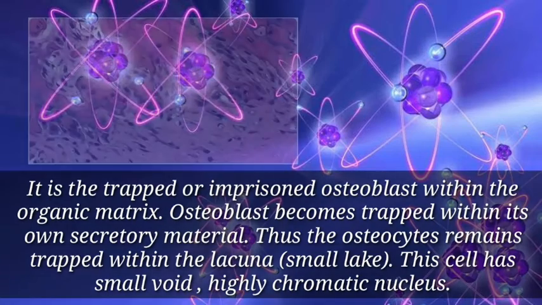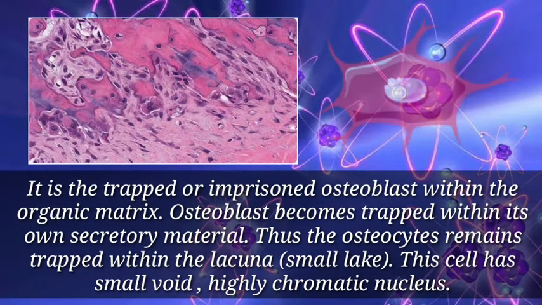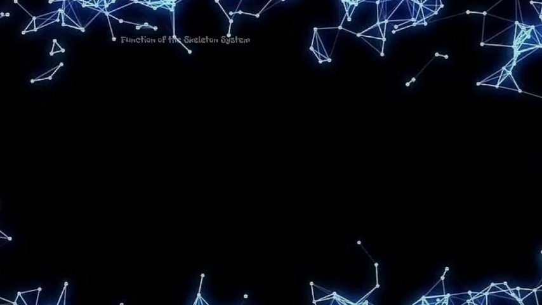It is a trapped or imprisoned osteoblast within the organic matrix. The osteoblast becomes trapped within its own secretory material, thus the osteocyte remains trapped within the lacuna, or the small lake. This cell has a small void and a highly chromatic nucleus.